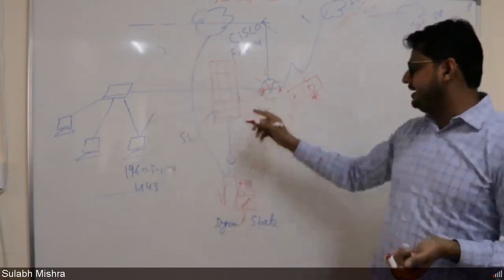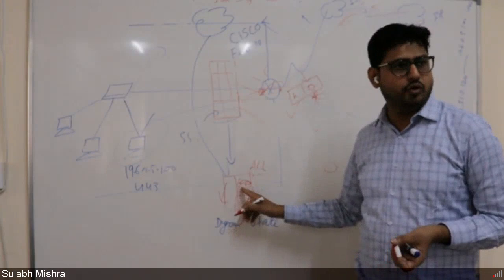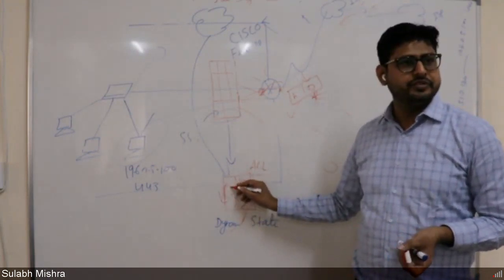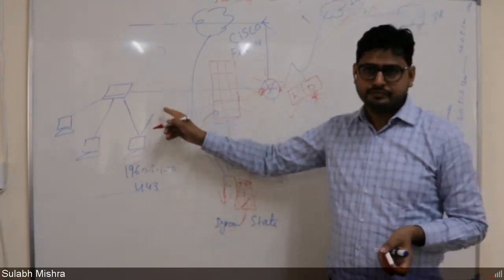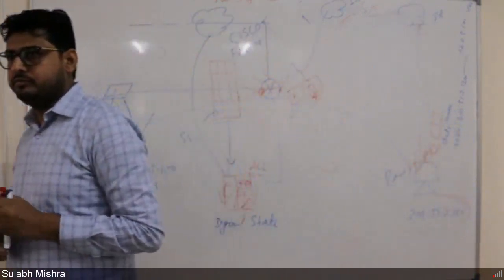Whenever a connection is coming in, if there is no ACL entry in the external list, no rule, it will check the dynamic ACL. If it is blocked there, it will block. If it is not there, it will allow. Got it? Yes or no?